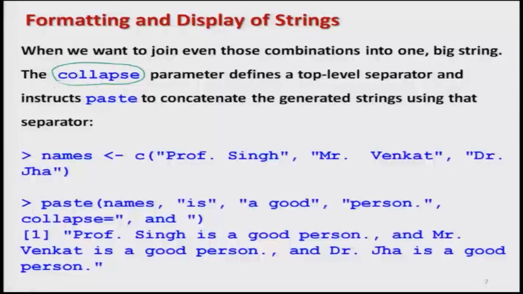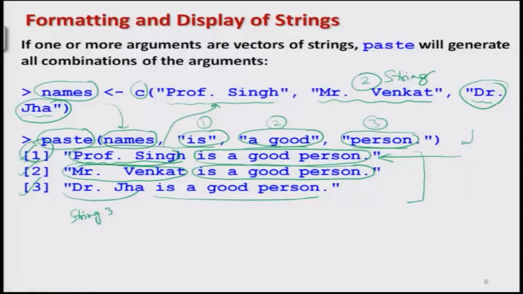And then there can be a separation also. So first we try to understand what is the role of this function collapse. Now, if your objective is that instead of writing three statements, what we did in the earlier case, that we have got three statements, you can see over here, 1, 2, and 3. But now I want to write all these three statements in a sequence.